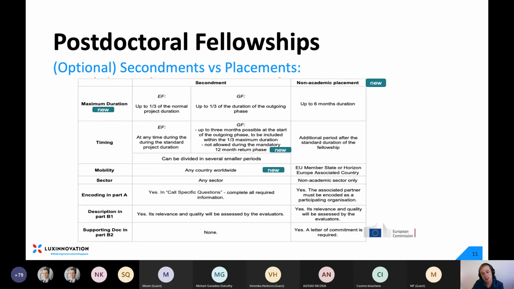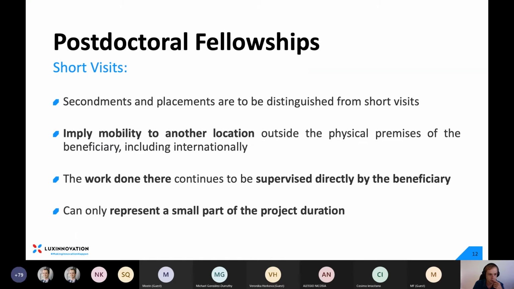And then you can see the difference to the non-academic placement. That's what I mentioned before. That's the additional 6 months to the 2 years you have towards the end of your proposal. And this should be at a non-academic host. And you see the rules there.